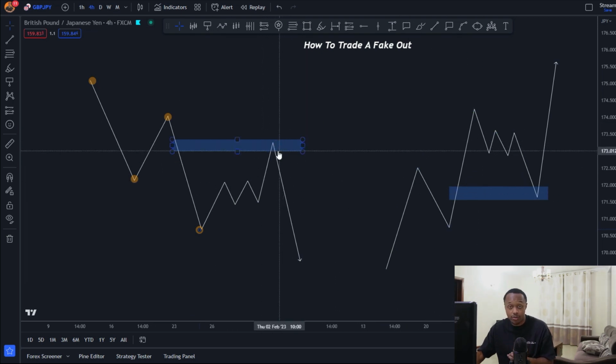This represents an area of confluence. The market has run to an area of confluence, taken out highs along the way, and now we're using that to fund that move to the downside. And that's exactly the same with the bullish example here.